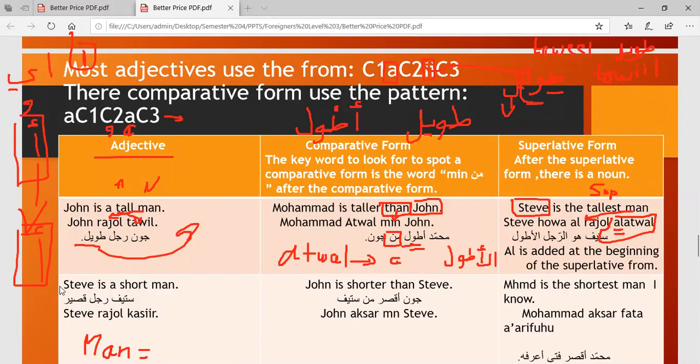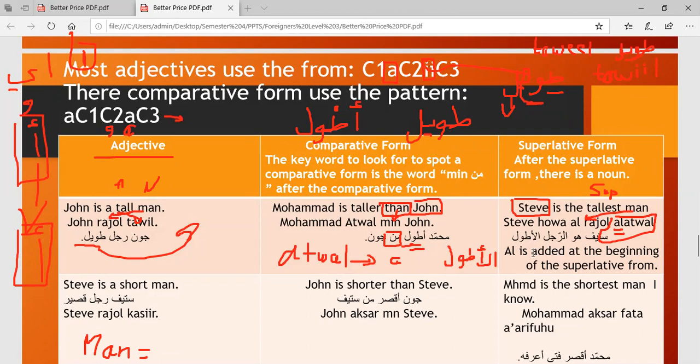Let's take another sentence. Steve is a short man. Is Steve رجل قصير? John is shorter than Steve. It means John أقصر من Steve. Sometimes you keep the superlative as the comparative. Guess when? Is it because when we directly after the subject we add the adjective, like directly? Yes, that's what I want for it.